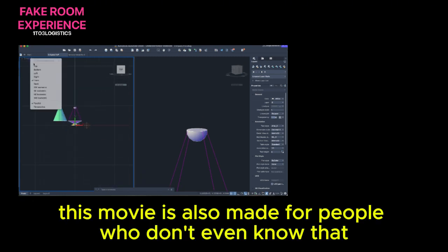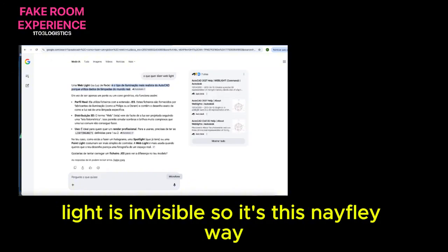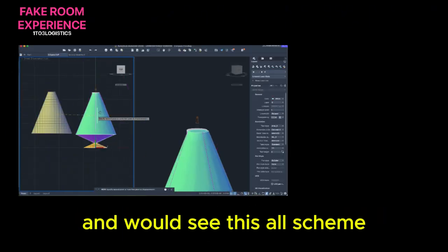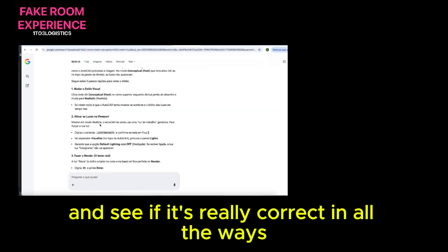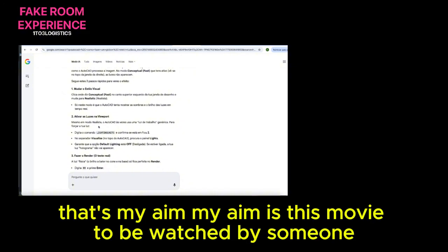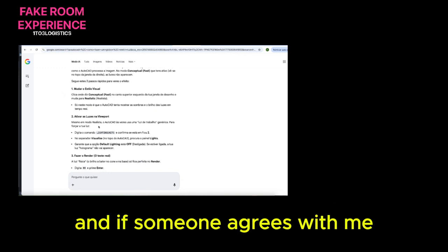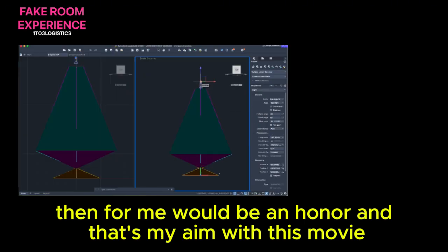This movie is also made for people who don't even know that light is invisible. So it's made in this naive way, but I would love for someone who is a scientist or a mathematician to see this whole scheme and see if it's really correct in all ways, due to all the laws and all that. That's my aim. My aim is for this movie to be watched by someone who really knows about physics, and if someone agrees with me, then for me it would be an honor.